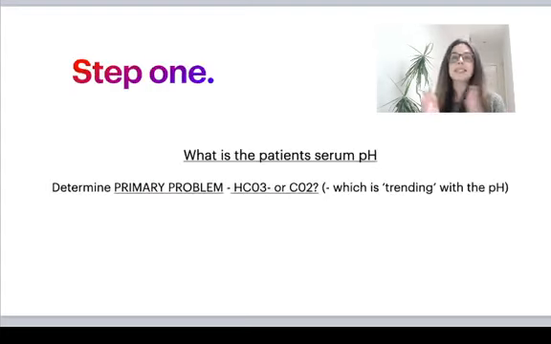So just to recap, step one is simply taking our blood. Step two, we run our blood and we find out what our patient's serum pH is. Then we have to determine what the primary problem is, because it may not be obvious at first when you get all those numbers. So we look at the bicarb and we look at the CO2 and we determine which is trending with the pH to try and figure out, are we dealing with a metabolic problem or are we dealing with a respiratory problem?